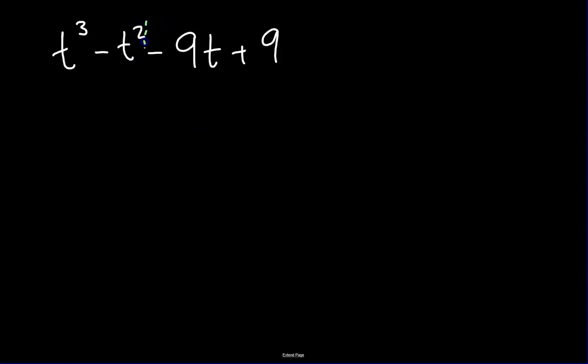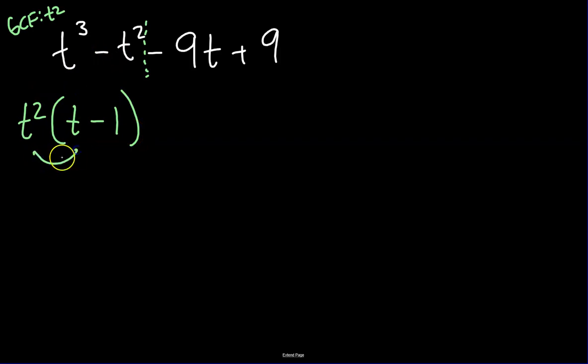So again, split this in half. Looking for a GCF in my first section. Looks like they both have a t squared I could actually factor out. So t squared gets moved out. I'm left with just one t here, and I've moved all the t's out, so it becomes t minus 1. Again, if I multiply this back through, I would get t cubed minus t squared, which is what I started off with.